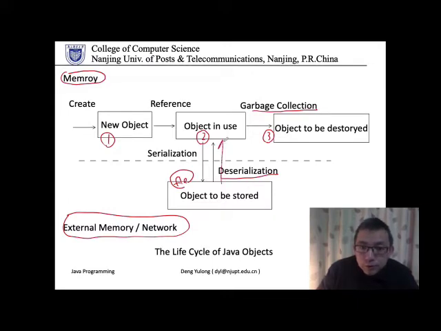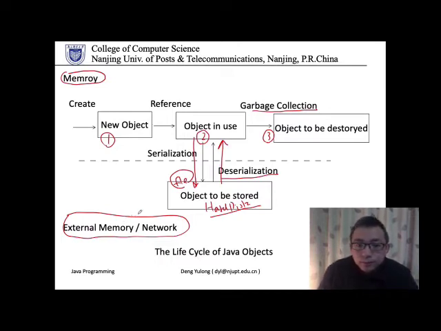So we can store objects onto our hard disk as a disk file, and in the future, we can reconstitute the object from the data on the hard disk and put it into memory again. This is the life cycle which connects with the external memory. Okay.